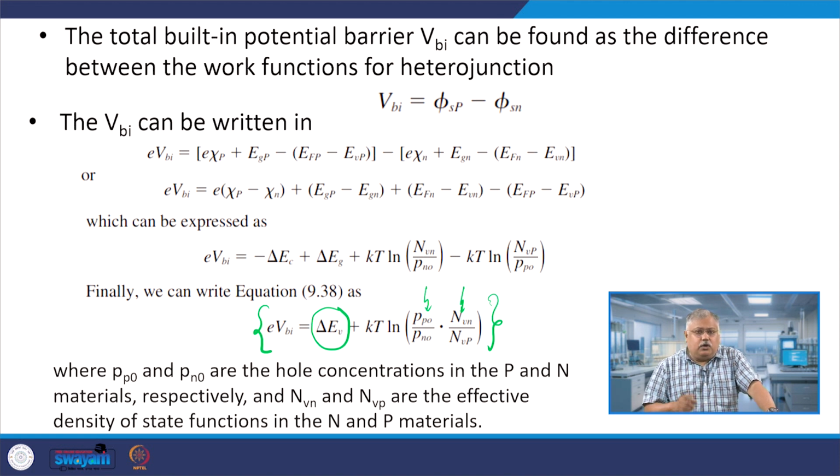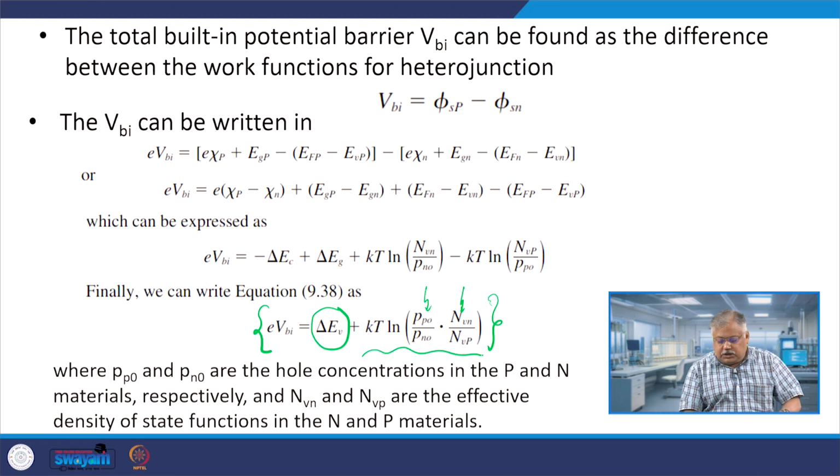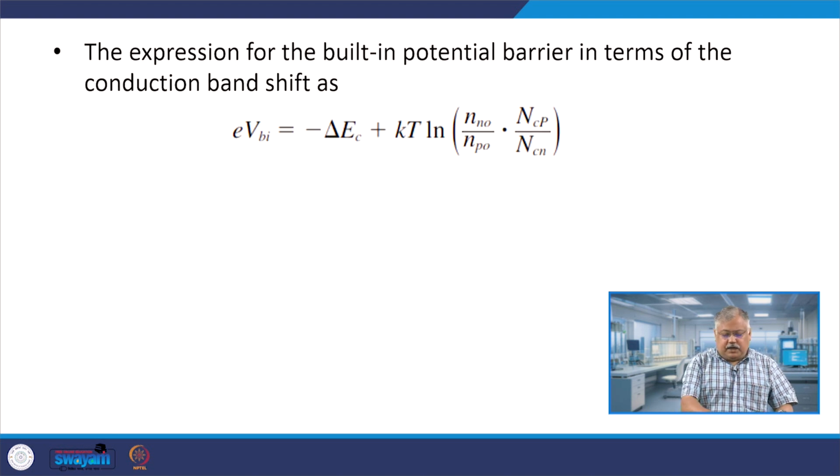So, quite interestingly, this term is exactly the same as we have in a homojunction. We have added a term here, delta EV, which primarily is because of the abruptness of the junction, which you do not see in the case of a homojunction. And in terms of conduction band shift, it will be minus delta EC which you will see, and that will give you the built-in potential value, right.